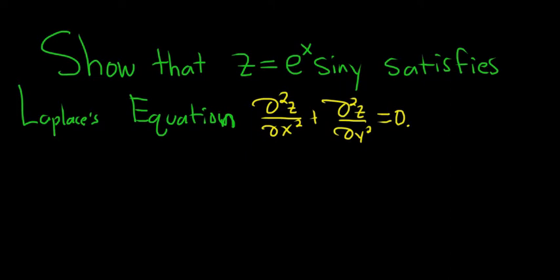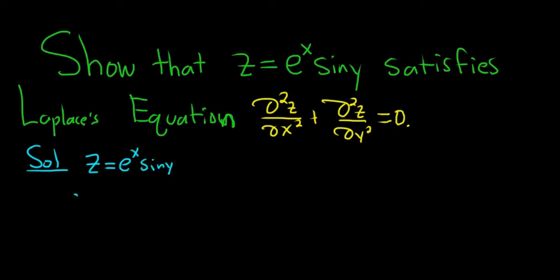Hey YouTube, in this video we're going to show that the function z equals e to the x times the sine of y satisfies Laplace's equation. Let's go ahead and work it out. To do this, all we have to do is take the partials and plug them into this equation and make sure we get 0. So I'm going to go ahead and write down z again. So z is equal to e to the x sine y.